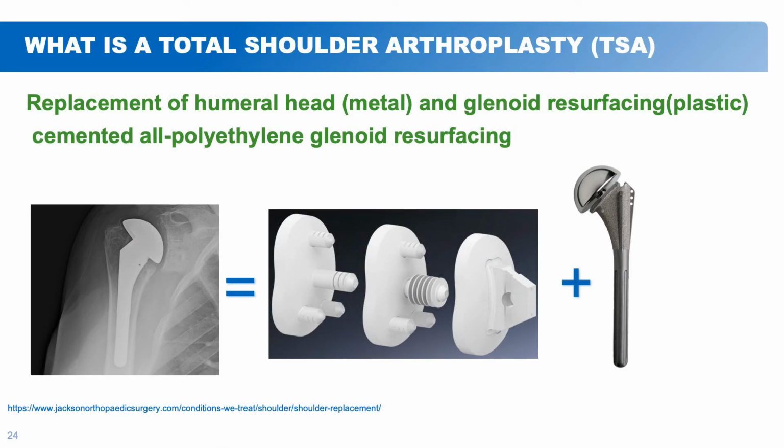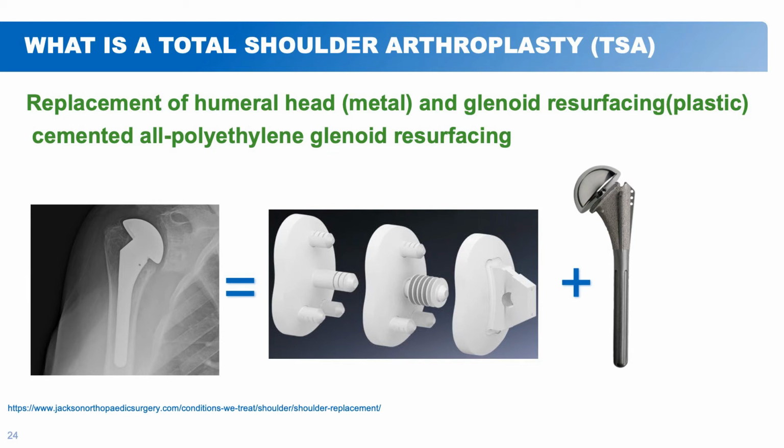So what is a total shoulder arthroplasty or TSA? This is a replacement of the humeral head, which is metal, and the glenoid, which is the socket, with plastic. So we use metal on the humerus side, which you can see very far on the right. That's what the implant will look like. And then the middle image there is a picture of the glenoid component. So it's the metal and plastic, which gives you the image on the left.